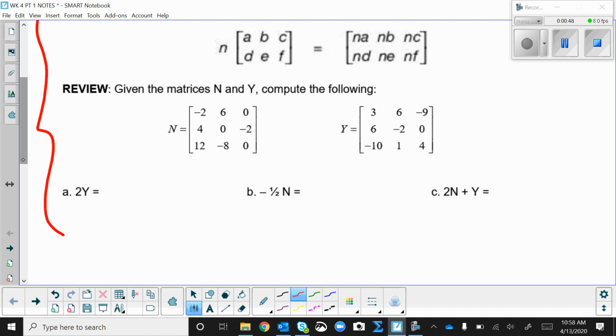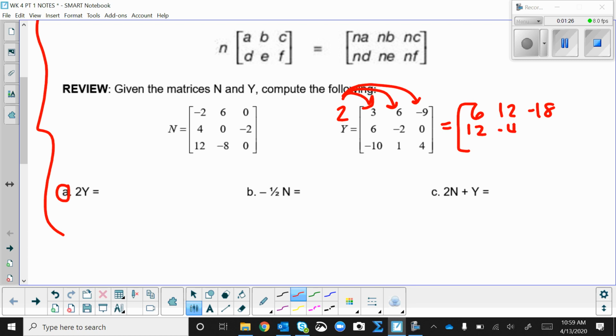We have these two matrices, N and Y, and in part A, it's telling us to find 2 times capital Y. Remember, when you see the capital letter, it's the name of the matrix. So it means 2 times matrix Y. So basically what that means is you take matrix Y, you're going to multiply it by 2, which means you're distributing that 2 to every entry in the matrix and you're multiplying. So that would give you this answer matrix. 6, 12, negative 18, 12, negative 4, 0, negative 20, 2, and 8.